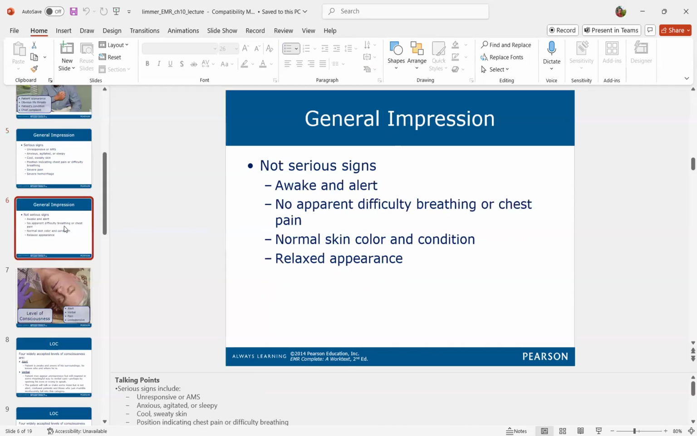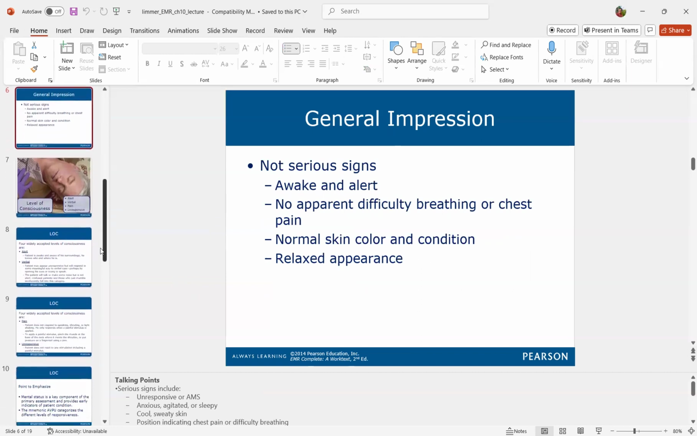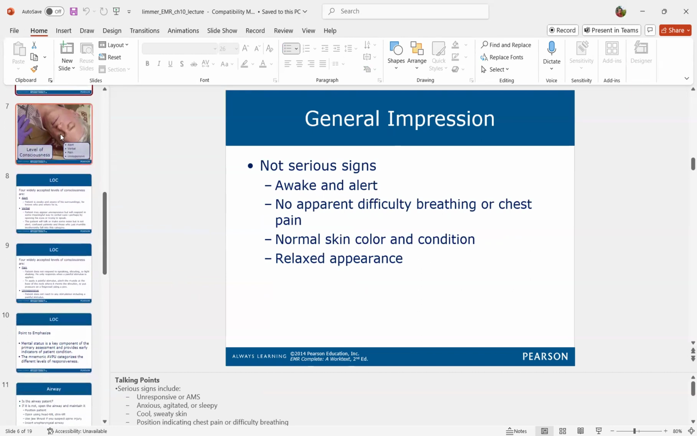Not so serious signs: they're awake, they're alert, no apparent difficulty breathing, no chest pain, normal skin color and condition, they're relaxed, they're talking to you. Okay, now we have some time. We're in a non-serious situation. We can gather some more information. So that's our general impression. Getting our chief complaint.